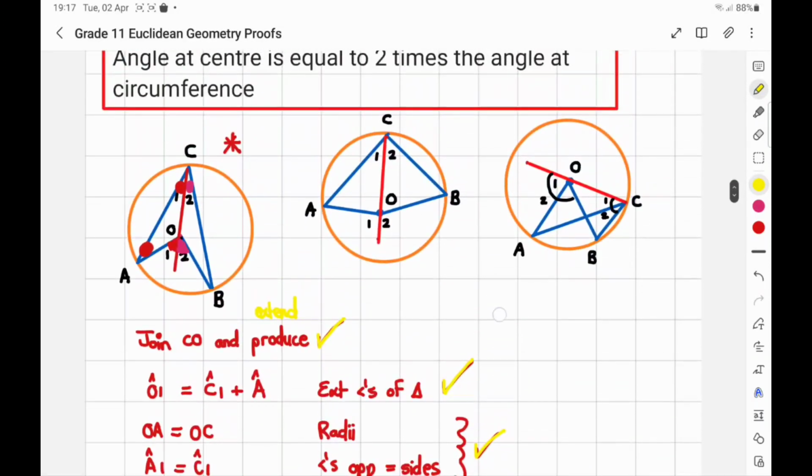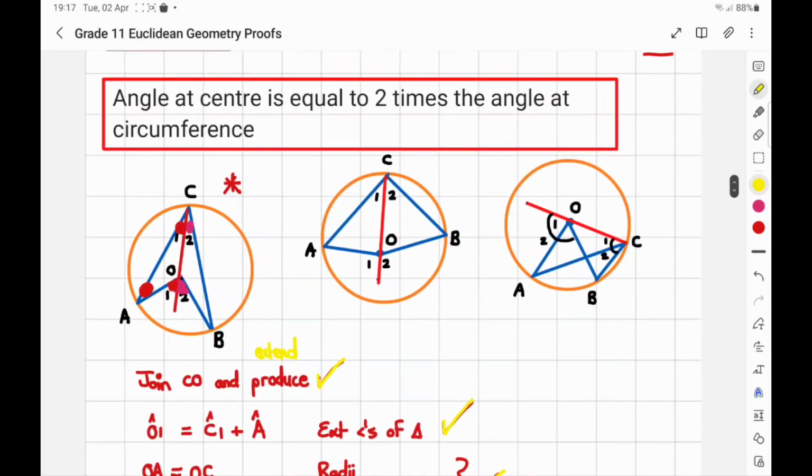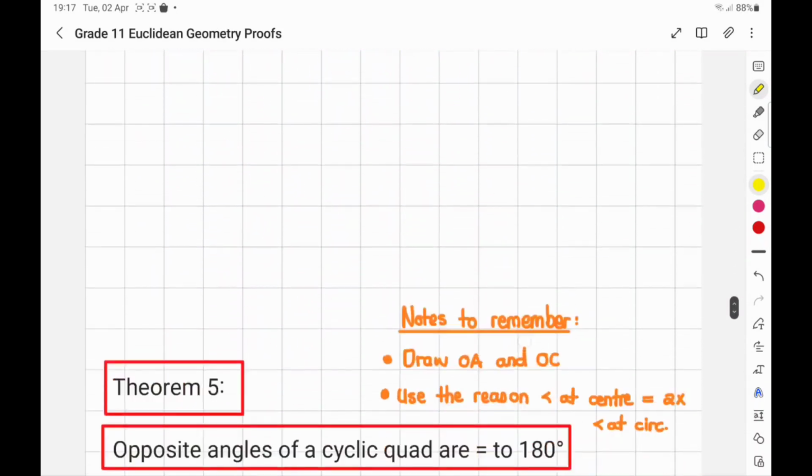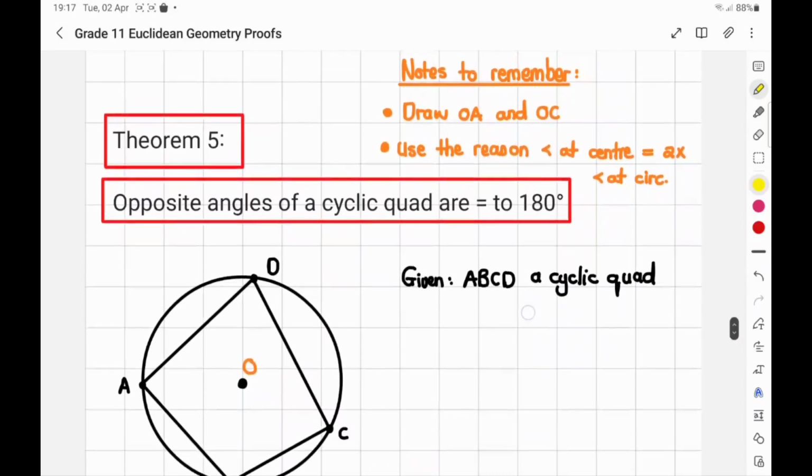People, if needs be, write this out over and over until you've got everything that's needed. Then the last theorem, not that we need to know, but just for now, where my grade 11s are, they're writing about all these three that they have to prove. So theorem 5 is notes that you need to remember. You need to draw OA and OC and use the reasons angles at center equals 2 times the angle at the circumference.